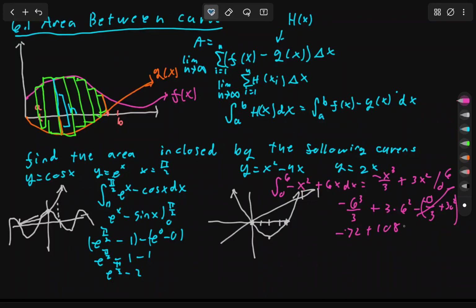72 minus 108 is actually just going to be 36. And I believe that would be our answer.